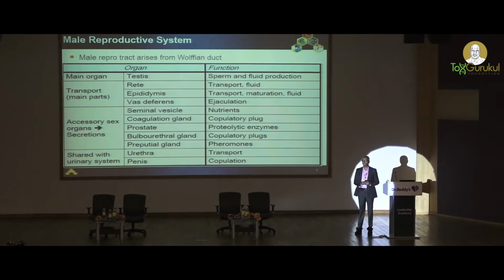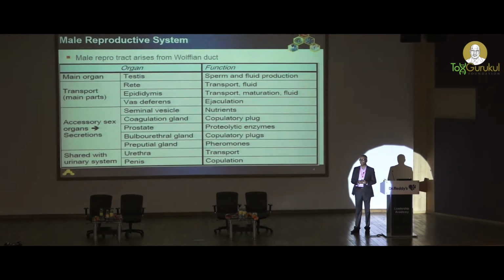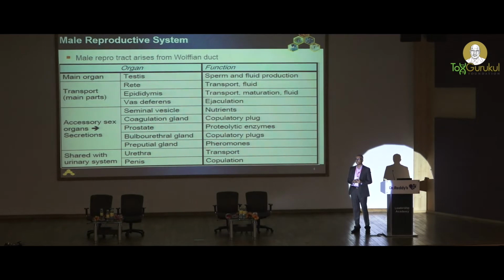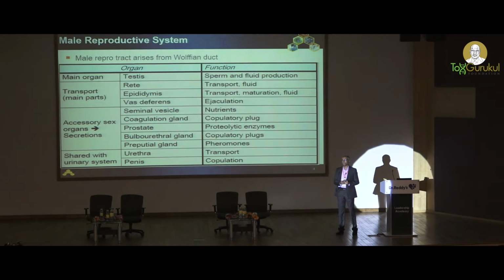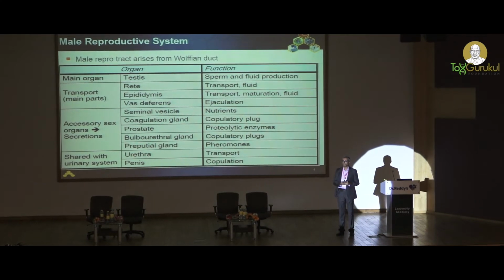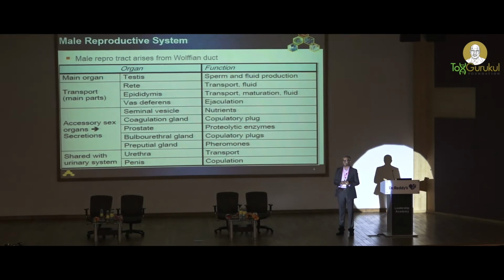The accessory sex glands secrete nutrients and proteolytic enzymes. The secretions from these accessory sex glands are important for the copulatory plug formation, which is also essential for maintaining the fertility. The preputial gland secretes pheromones.